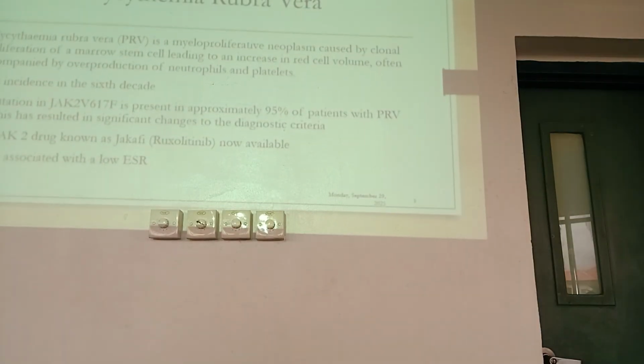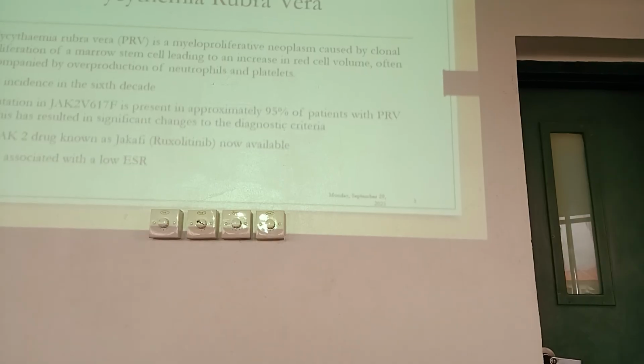So I'm going to talk about primary polycythemia. Like I said, in primary polycythemia, there is a mutation affecting the release of erythropoietin, and that mutation is called JAK2, Janus kinase 2, V617F, and it is also known as polycythemia rubra vera. That's the primary.